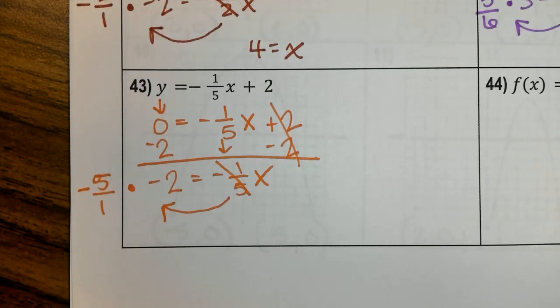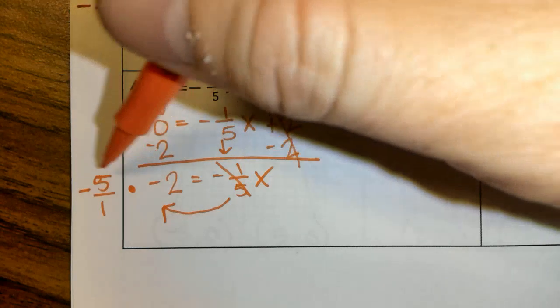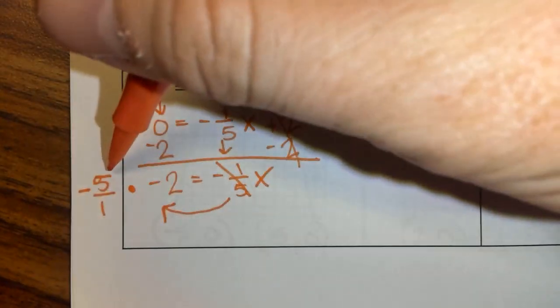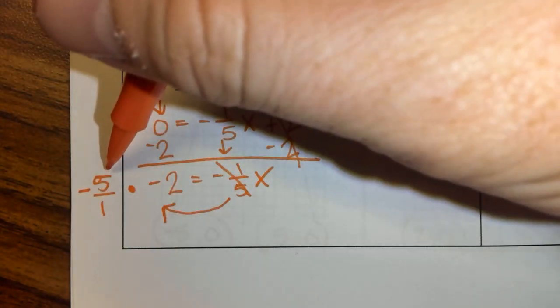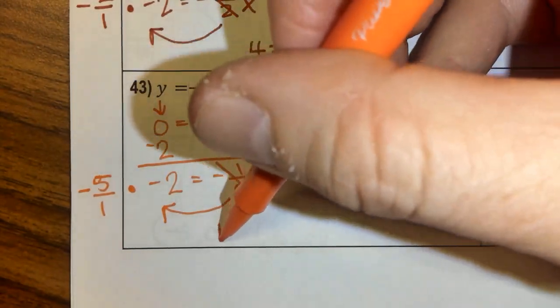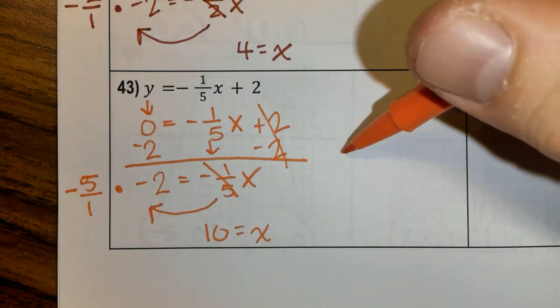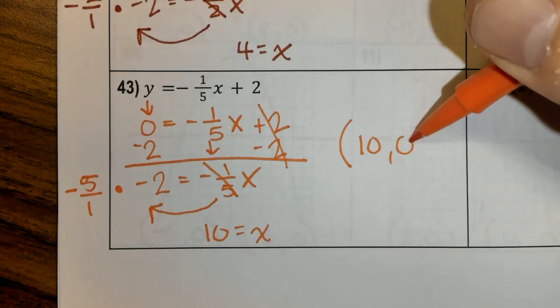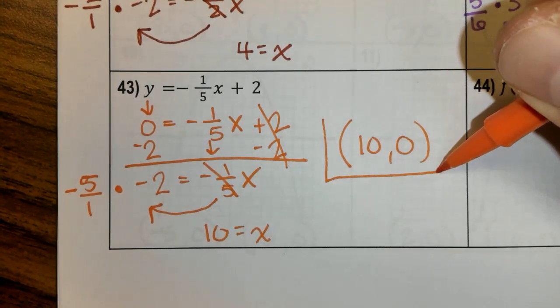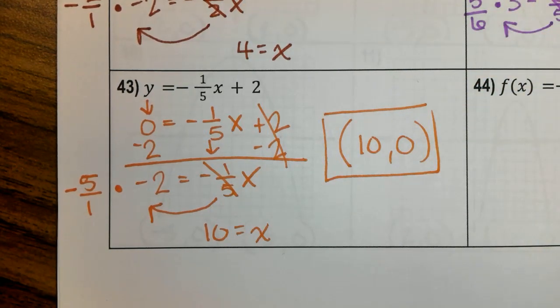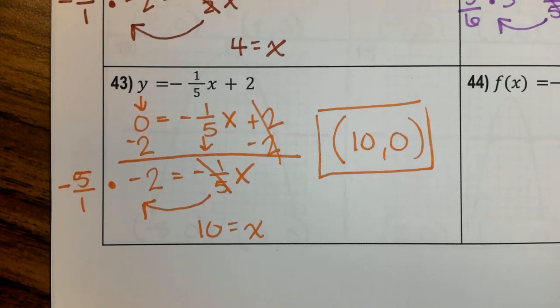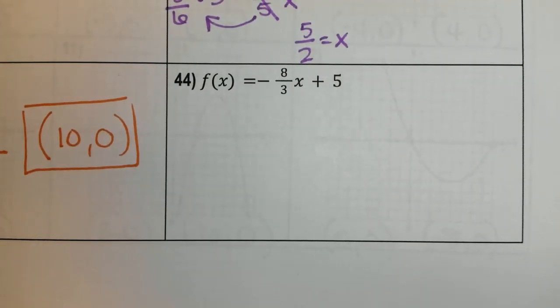I'm going to just say that a bunch all year. Okay. So multiplying, negative 2 times negative 5 is positive 10. 10 over 1 is just 10. Okay. So if x is 10, my answer is 10, 0. And that's it. And I have my final and last question.